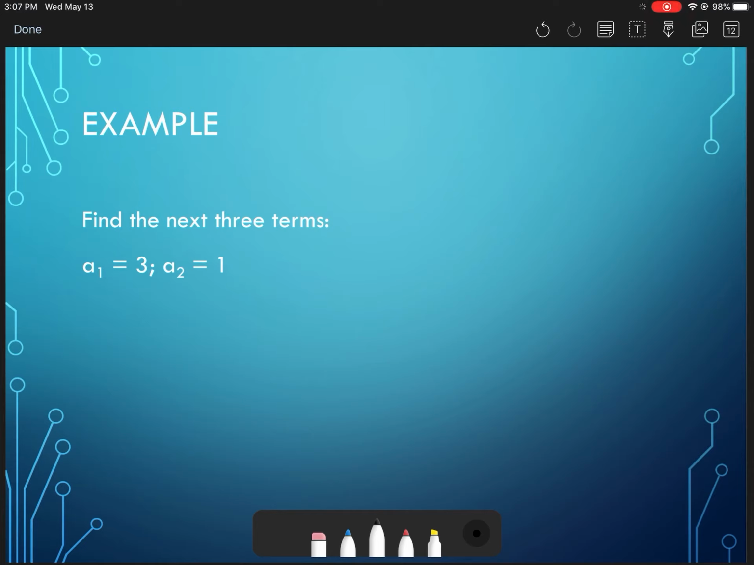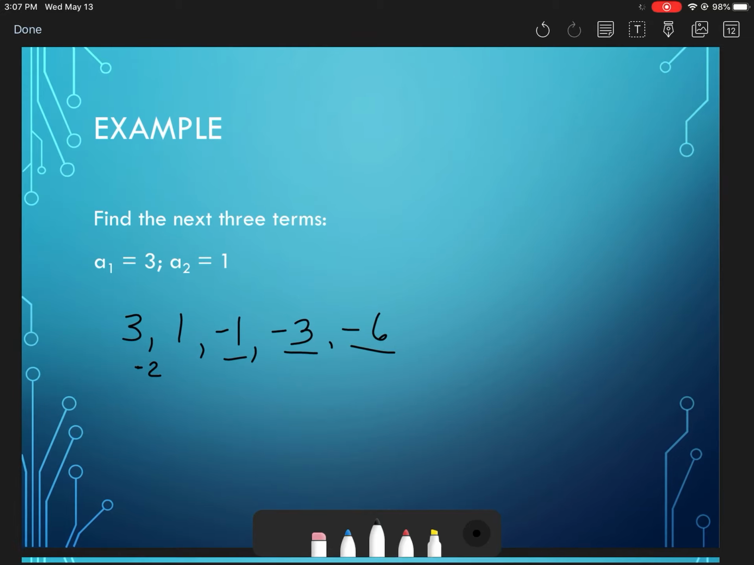If we know that the first term is 3, okay, the second term is 1. How did we get from 3 to 1? Well, what did we do? We added a negative 2, right? We're going to add a negative 2 to 1. 1 plus negative 2 gives us negative 1. Negative 1 plus negative 2 is negative 3. Okay, and then negative 3 plus negative 3 is negative 6. So they wanted us to find the next 3 terms, 1, 2, and 3. Okay.